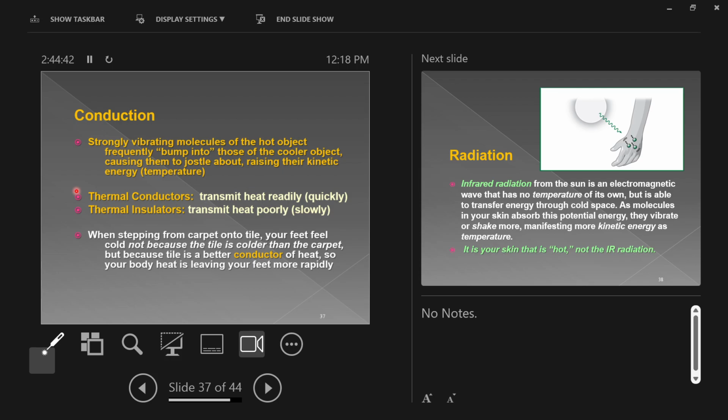And all objects will either be conductors or insulators. There are better or worse conductors and insulators, okay? Certain things conduct better than others, but we can categorize into those two categories, conductors and insulators. And I'm giving you a couple examples of where you can find each in your everyday lives.